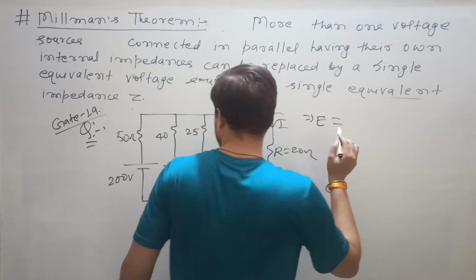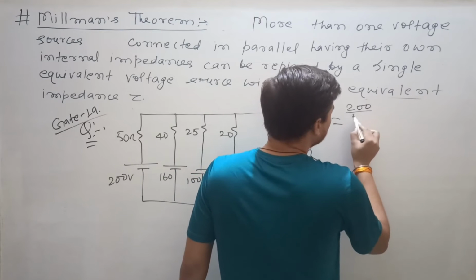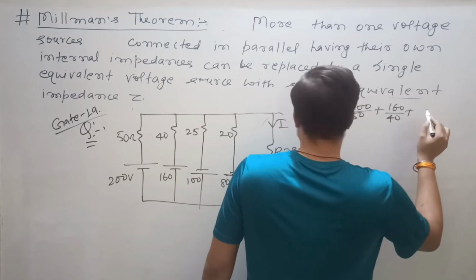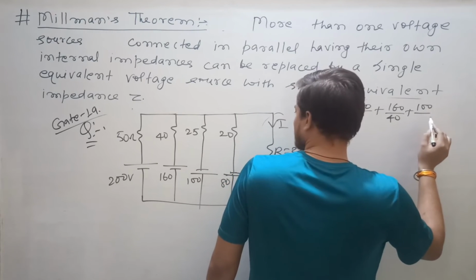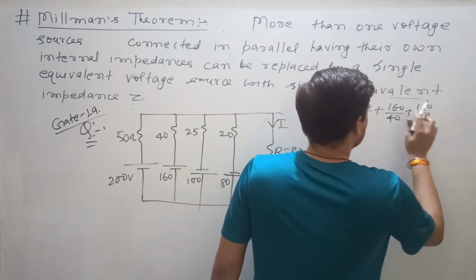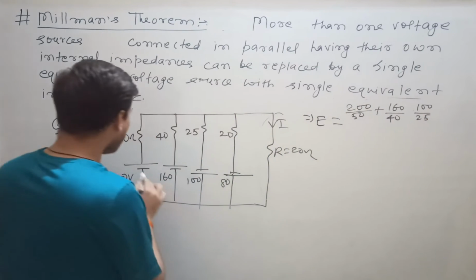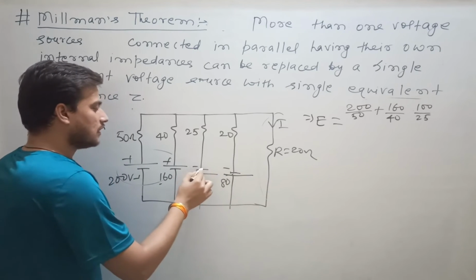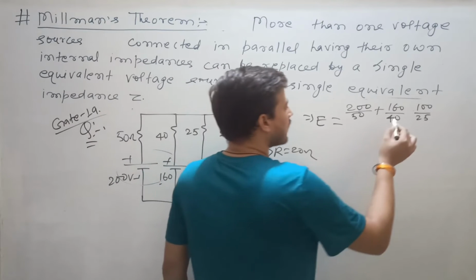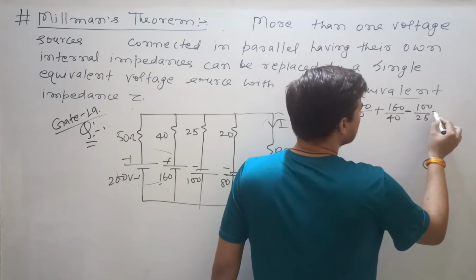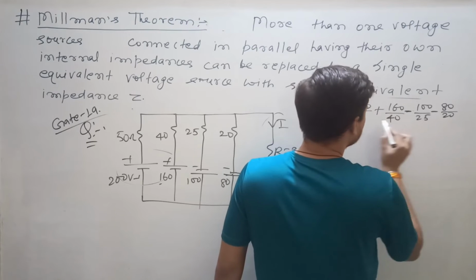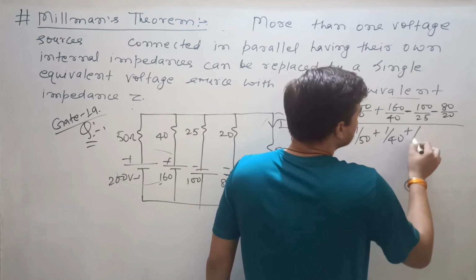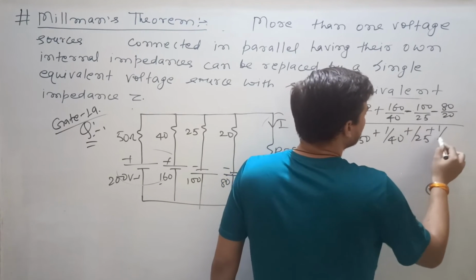E will be equal to 200 divided by 50 plus 160 divided by 40 plus 100 divided by 25. Here, two voltages are in positive direction, so we have taken plus. Here you will have to take minus, because the voltages are in negative, that means reverse. So minus 100 by 25 minus 80 upon 20, divided by 1 by 50 plus 1 by 40 plus 1 upon 25 plus 1 upon 20.